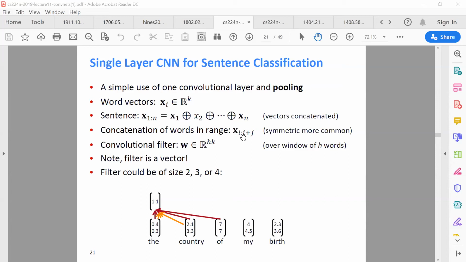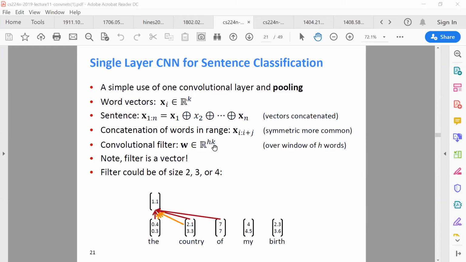Concatenation of words. Okay, so then he has this notation. He introduces this notation. And the convolution filter, as we saw, has the length of k, which is the length of the word vector. So the filter itself is 2 dimensions, but you only apply it in 1 dimension. And the length of the filter, in the case of the simple example we were doing, was 4. K equals 4. The length of a word vector was 4.